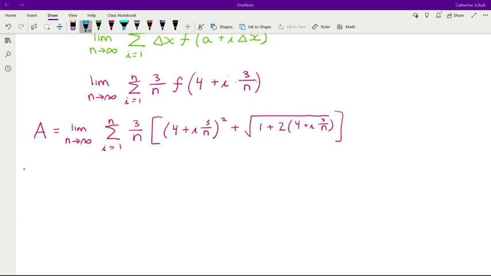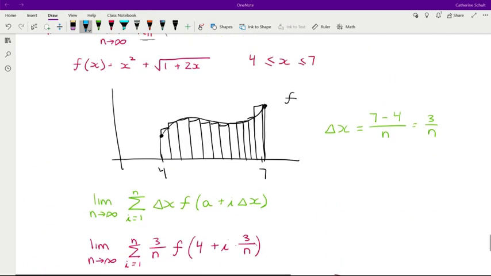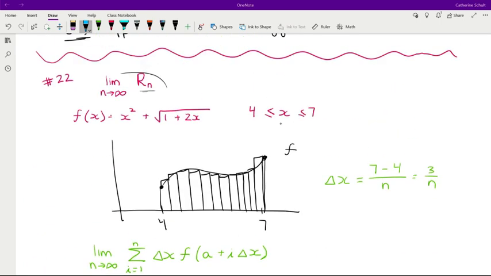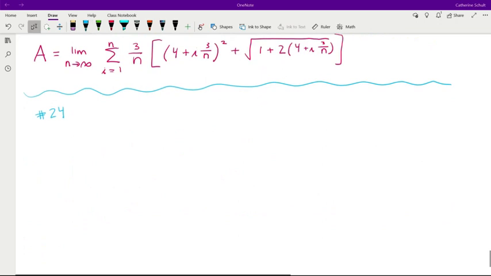What we're going to look at next is going the opposite direction. So take a look at number 24. We're essentially going to be starting at this point, and we're going to have to work our way backwards to figure out the function and the interval. Okay, so we're doing the opposite of what we just did. The words are: determine a region whose area is equal to the given limit. Do not evaluate the limit. Okay. So again, we want to find the region, which means to find the function and the interval. That's enough to describe the region.